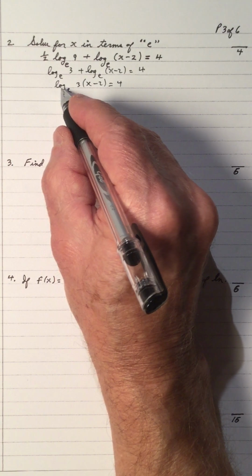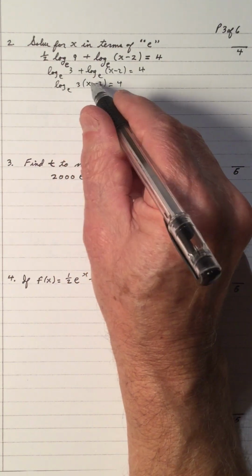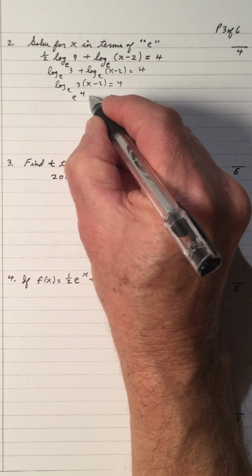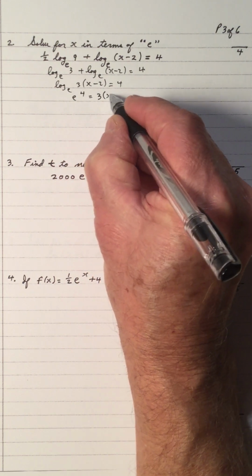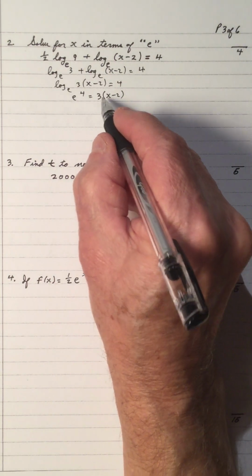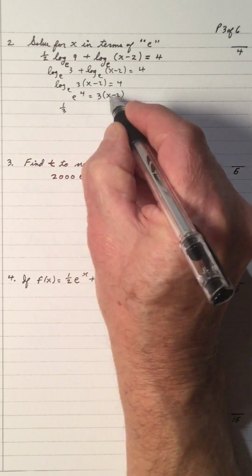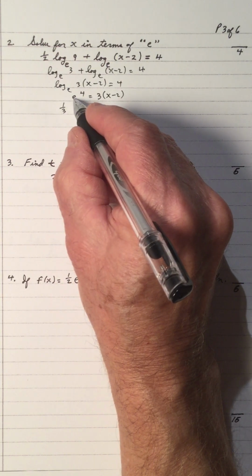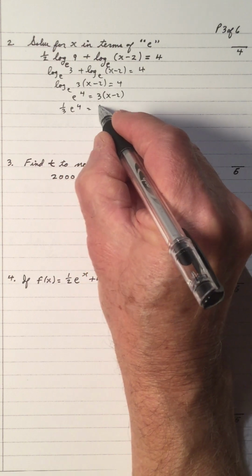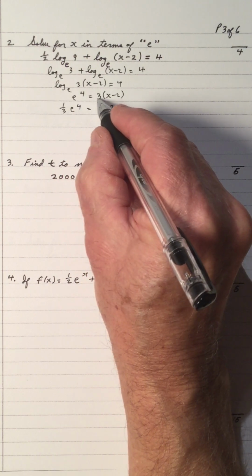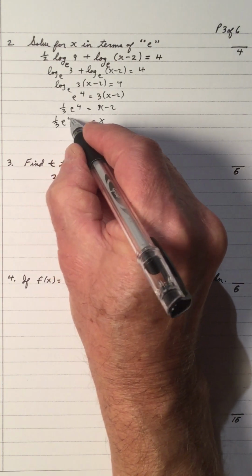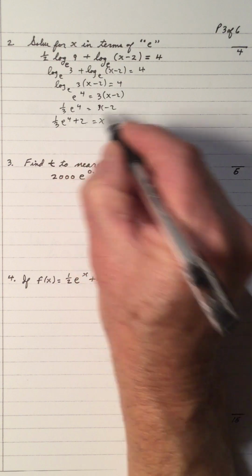And now we have it's a log, so we change it to an exponential. So base is e, exponent is 4, and the number is 3 times x minus 2. So we're trying to solve for x, so we divide by 3. So 3 divided into e to the 4 is 1/3 e to the 4. 3 into 3 goes once, and so x equals 1/3 e to the 4th plus 2.